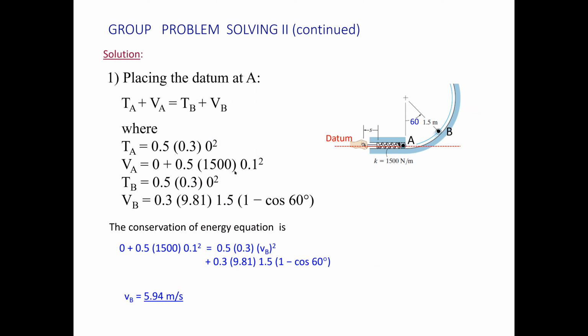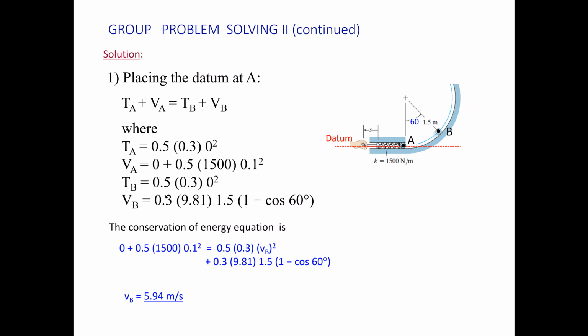just a small error I noticed here. This should be VB squared. This should not be 0. Okay, this is a mistake. I'll have to correct that on the slides. So TB should be 0.5 times 0.3 times VB squared. Okay, and then its potential energy.